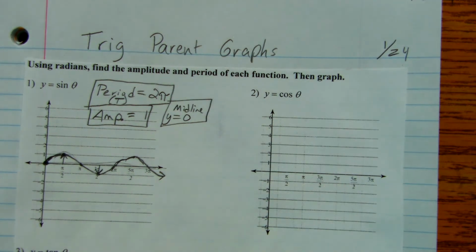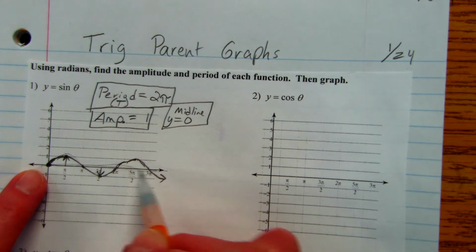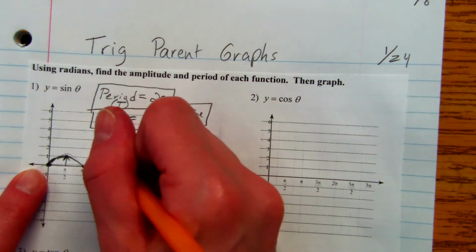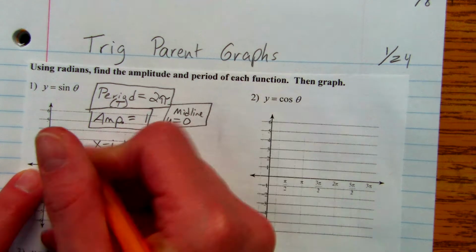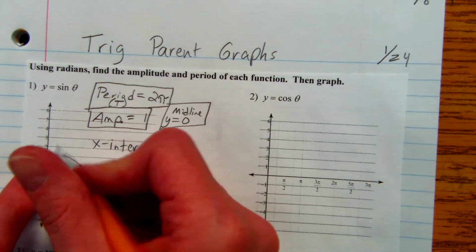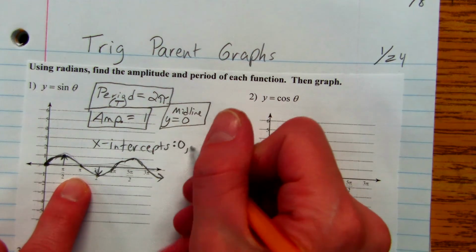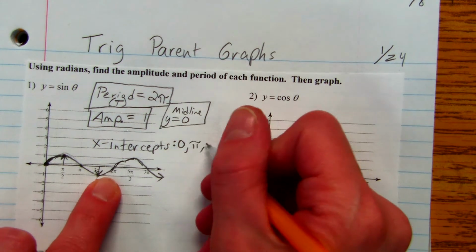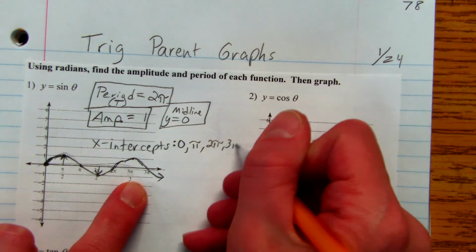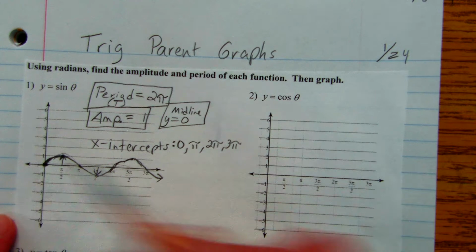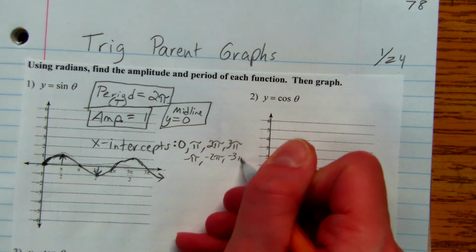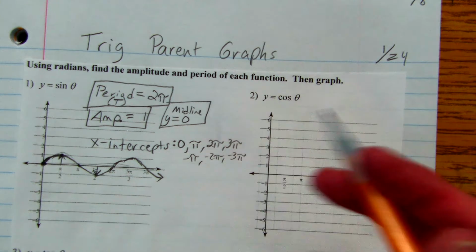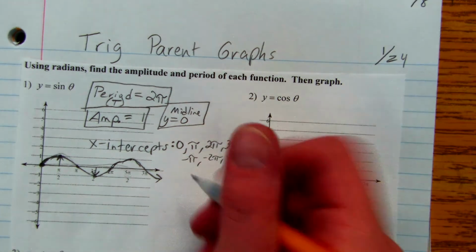Okay, and then one of the other things we're going to be looking at is where it goes through the x-axis. So our x-intercepts, if you will, are 0, where it hits the x-axis, and then at pi, and then at 2 pi, and at 3 pi. And if we went backwards, you would have the same thing. You could have negative pi, negative 2 pi, negative 3 pi. So sometimes what they'll do is they'll say multiples of pi.